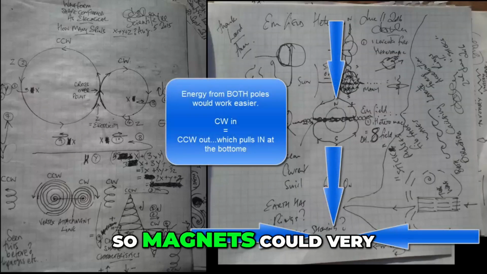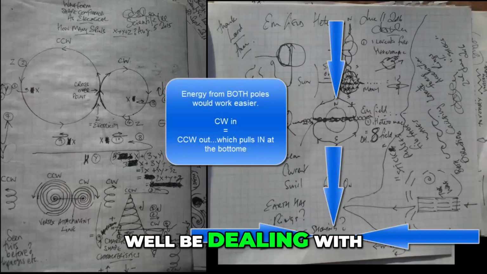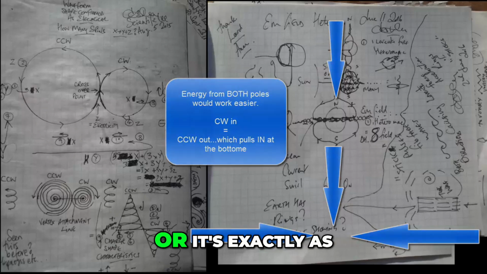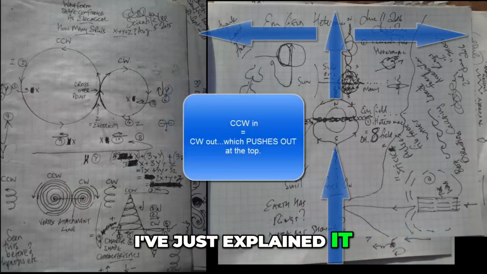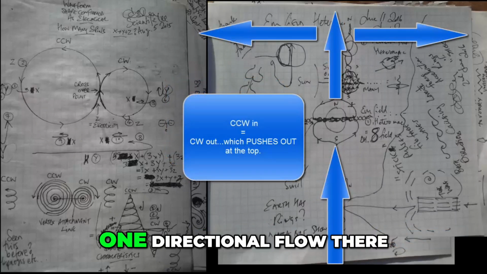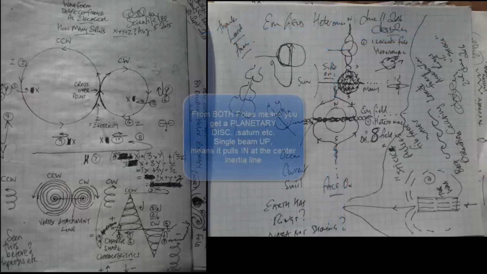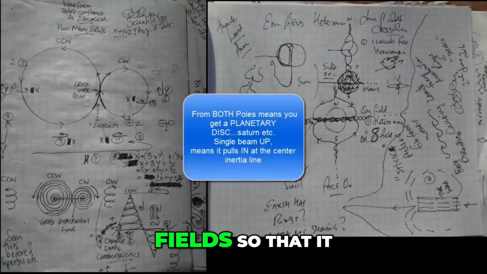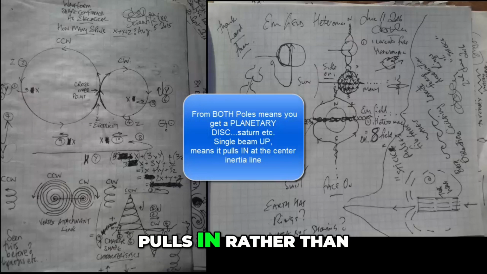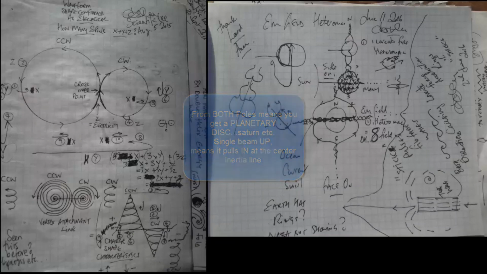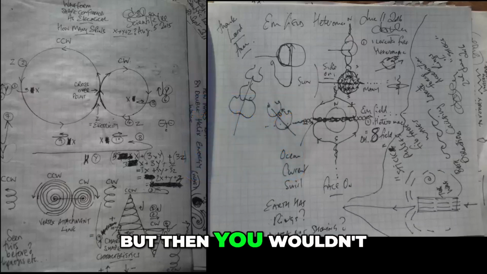So magnets could very well be dealing with stuff at both ends, or it's exactly as I've just explained it, with one directional flow. There must be an inversion at the bottom, a flipping of the fields so that it pulls in rather than pushes out. Otherwise it just pushes in, but then you wouldn't get this picture at the equator.